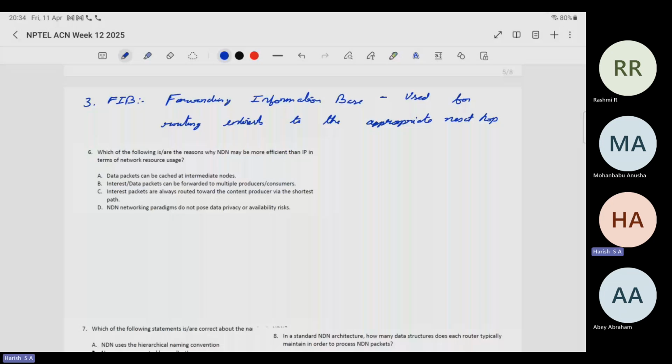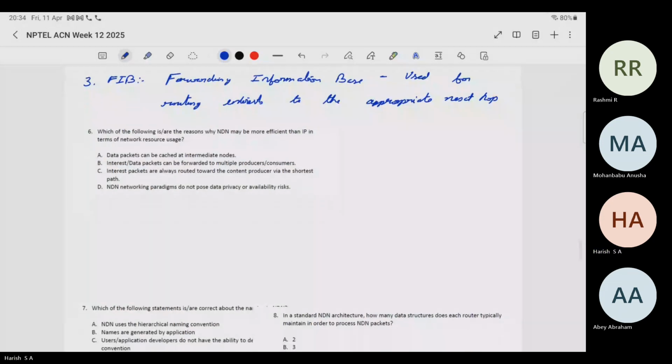Which of the following is slash are the reasons why NDN may be more efficient than IP in terms of network resource usage? Okay.